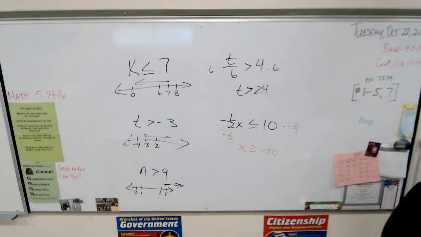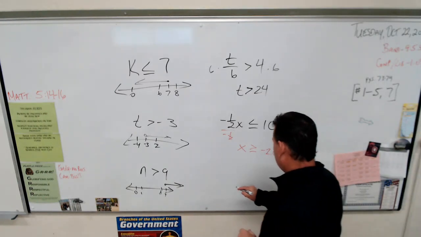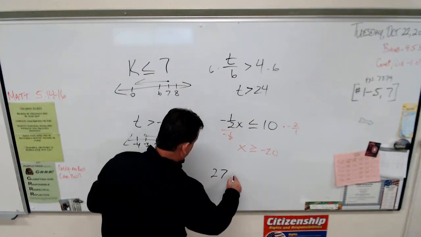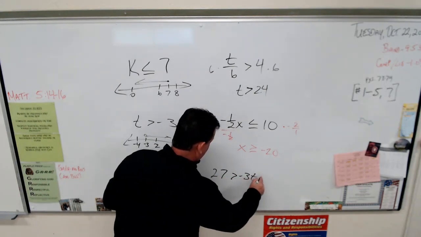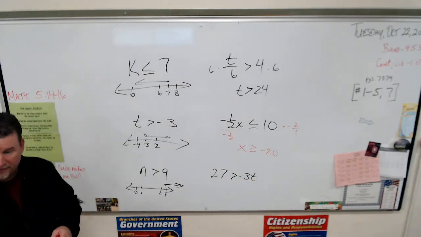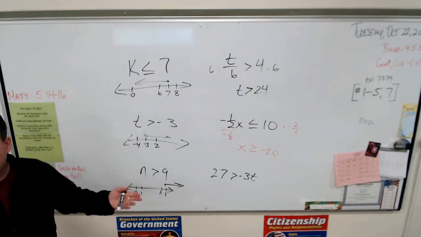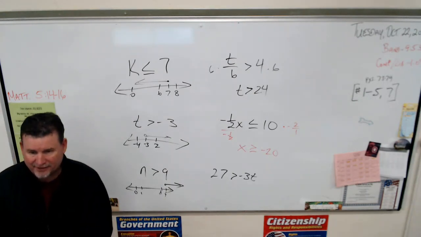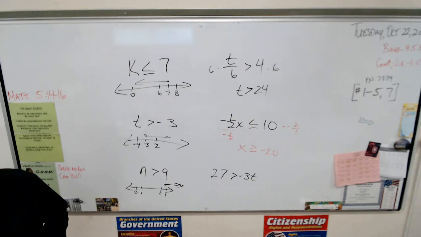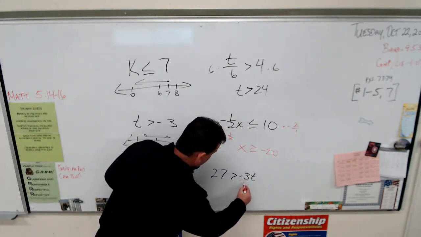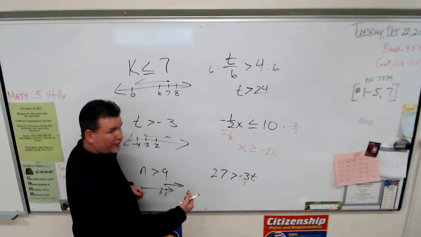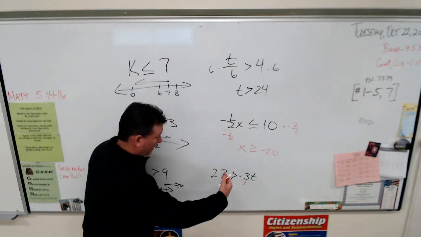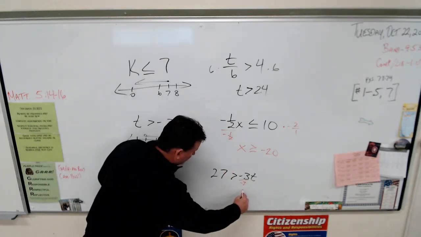Number 3, 27 is greater than negative 3t. How do I get rid of the negative 3? Divide by? Why do you keep saying 3? If I take a negative 3 and divide it by 3, I got a negative t. I want to know what t is. What am I dividing by? Negative 3. If I divide by negative 3, that gets rid of the negative 3, right? So I got t over here.